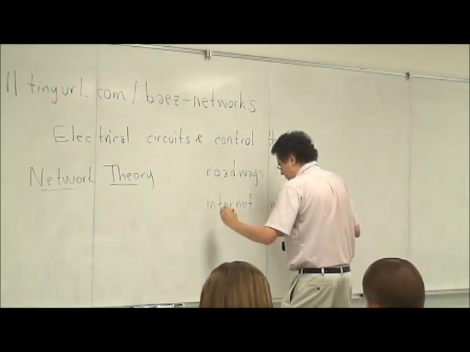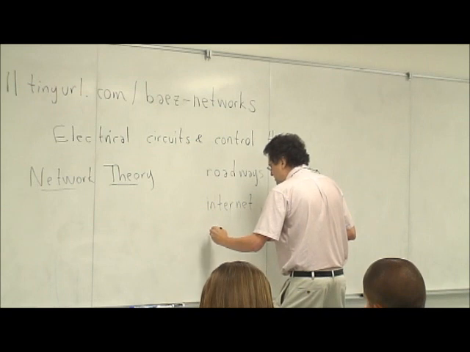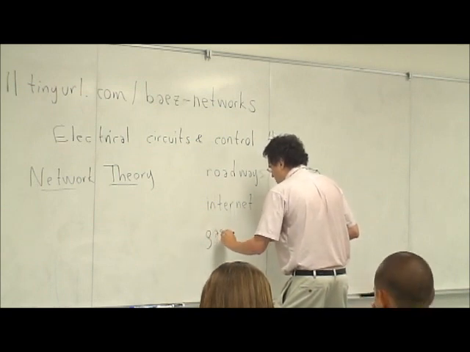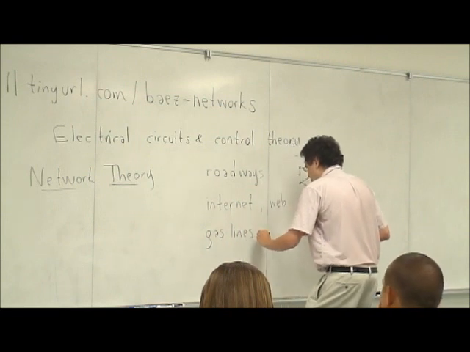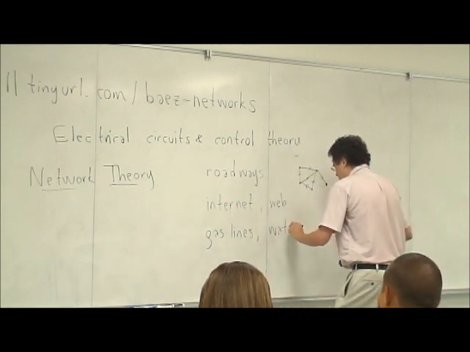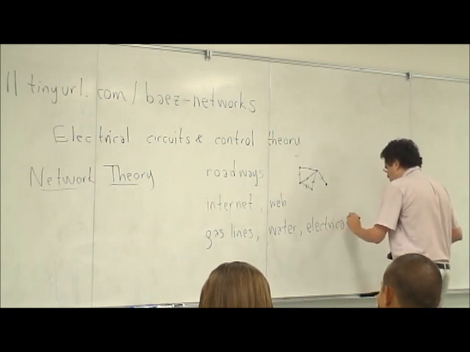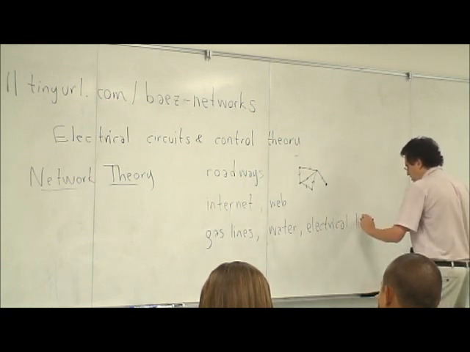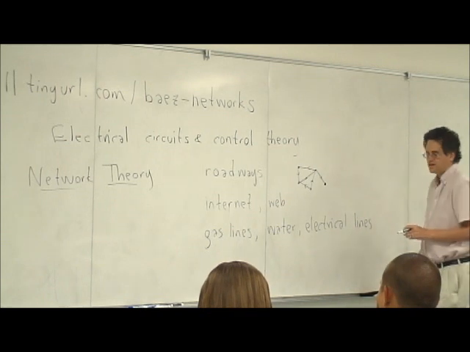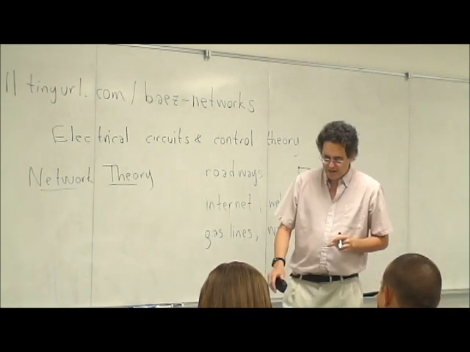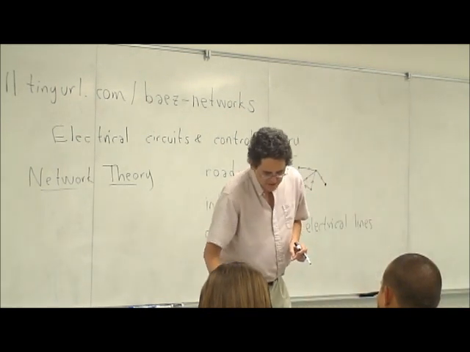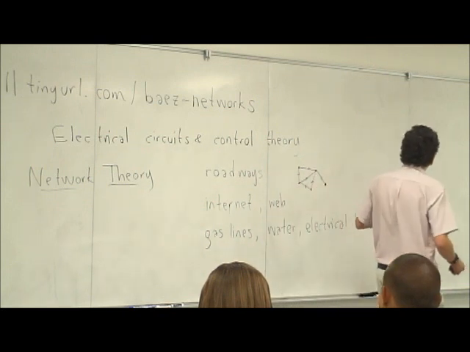But then there's the physical infrastructure of civilization. So there are things like gas lines, water lines, electrical lines. All of those networks are in play to keep our civilization going. But then there's a lot more.